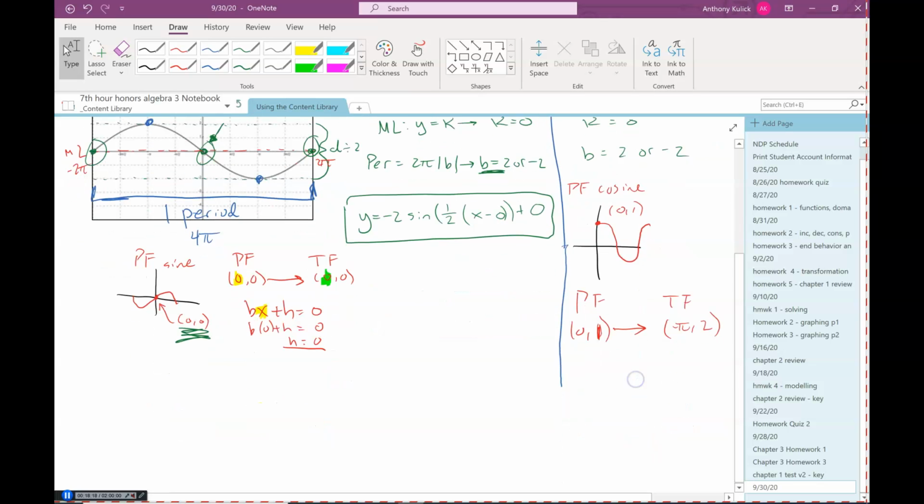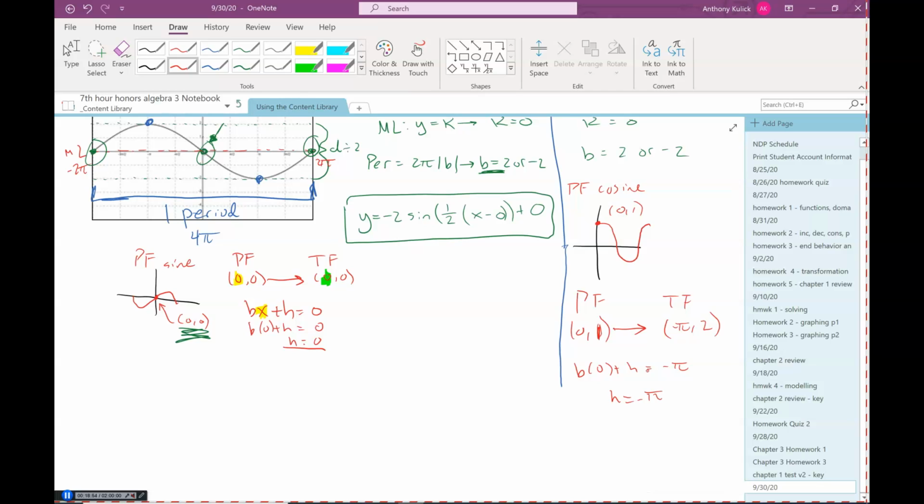And just like before, if I think about how I get negative pi, well, I have to take my x-coordinate of 0, multiply it by b, add h to it, and that should result in negative pi. Well, 0 times b is 0, so 0 plus h is h. So h just has to be negative pi. Is everybody okay there?